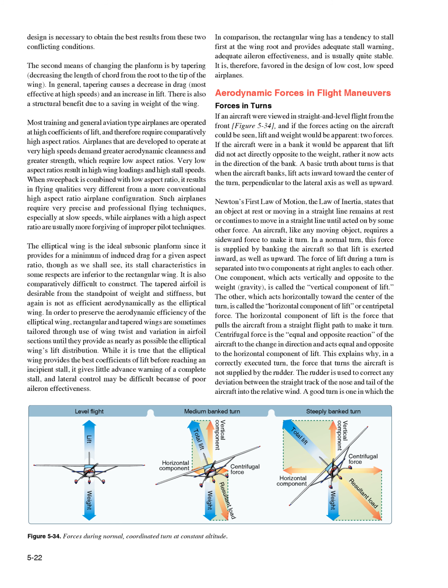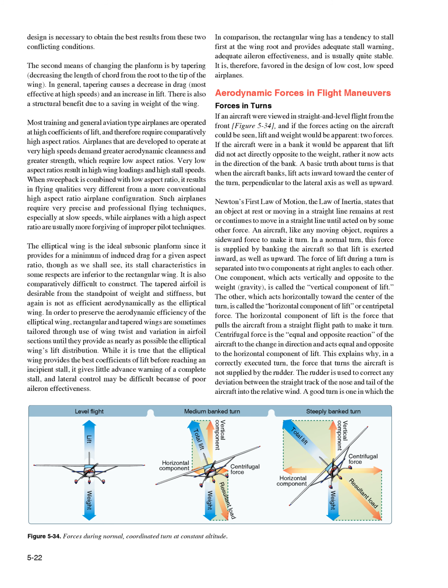The elliptical wing is the ideal subsonic planform since it provides for a minimum of induced drag for a given aspect ratio, though as we shall see, its stall characteristics in some respects are inferior to the rectangular wing. It is also comparatively difficult to construct. The tapered airfoil is desirable from the standpoint of weight and stiffness, but again is not as efficient aerodynamically as the elliptical wing. In order to preserve the aerodynamic efficiency of the elliptical wing, rectangular and tapered wings are sometimes tailored through use of wing twist and variation in airfoil sections until they provide as nearly as possible the elliptical wing's lift distribution.